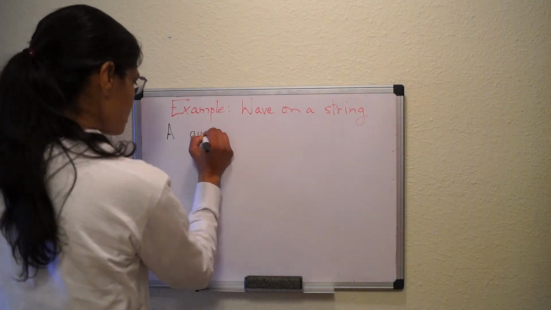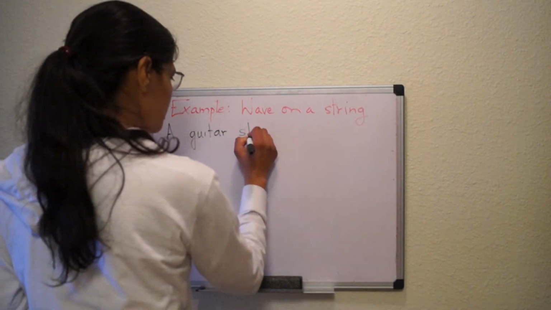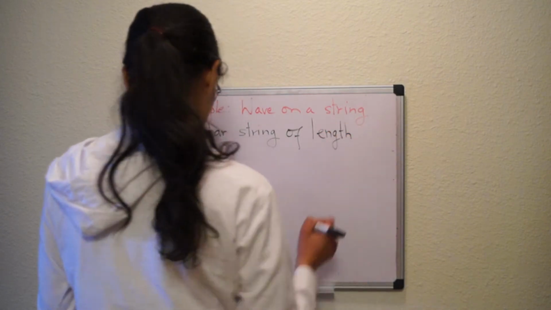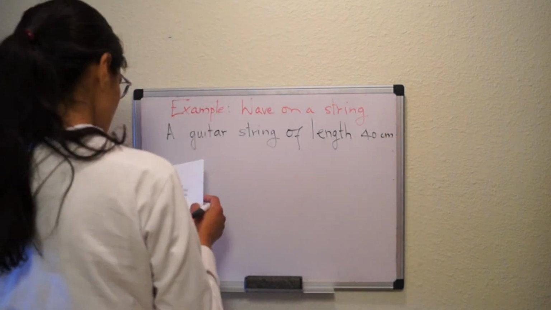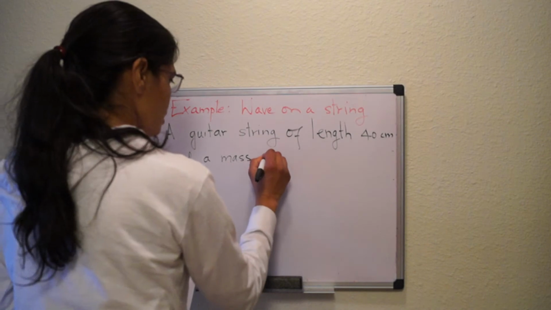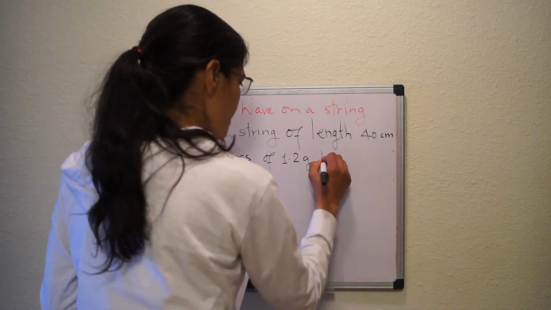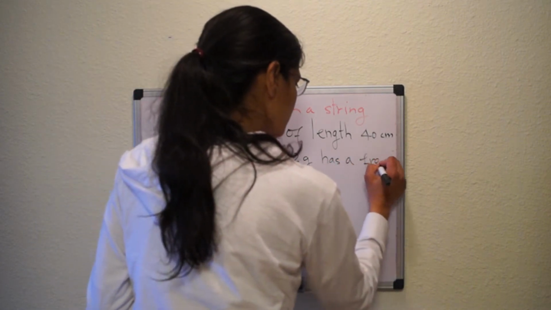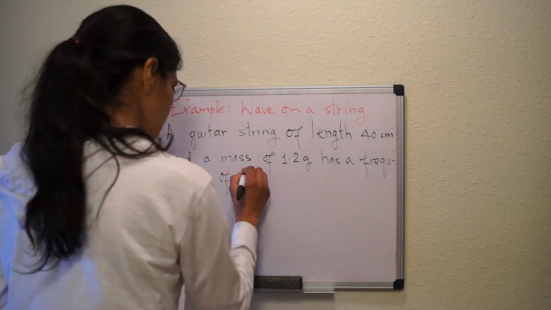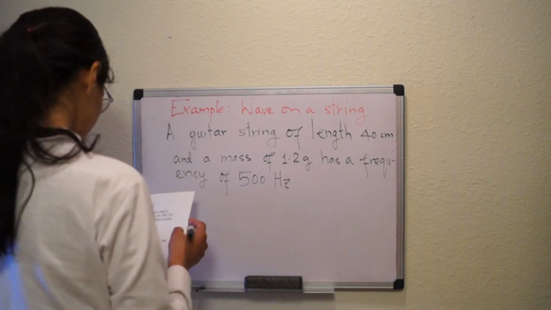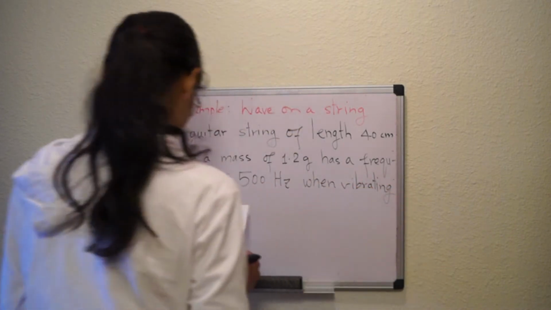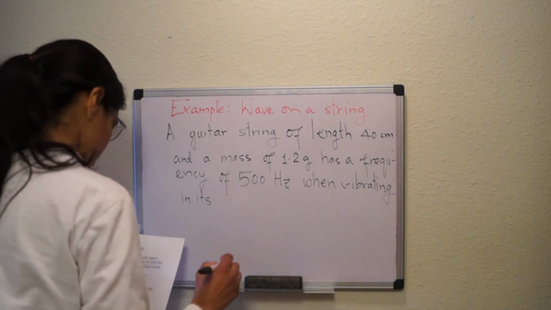A guitar string of length 40 centimeter and a mass of 1.2 gram has a frequency of 500 hertz when vibrating in its fundamental mode.